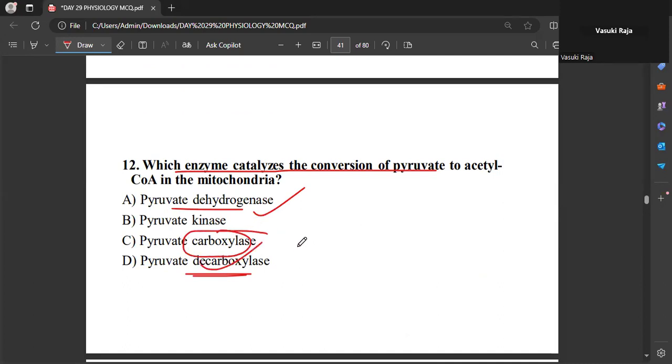See, it is not a carboxylase, as it is a decarboxylation reaction. There will be the elimination of carbon dioxide. There will be the production of NADH. Right? Now.